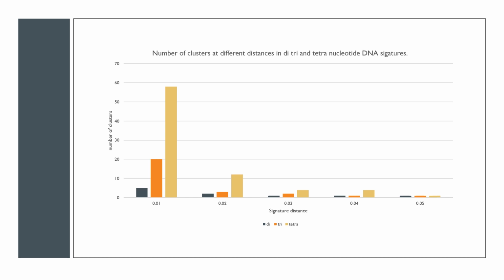Now 0.01 I can tell is much too conserved because I have 58 clusters of the tetranucleotides and 20 clusters of the trinucleotides. The main ones that I've been using are the trinucleotides. And I did figure out that the signature distance it was being used at was perfect. It wasn't too conserved and it wasn't too liberal.